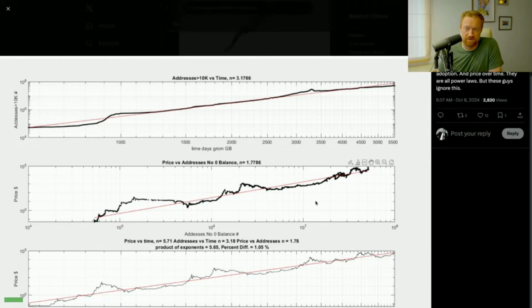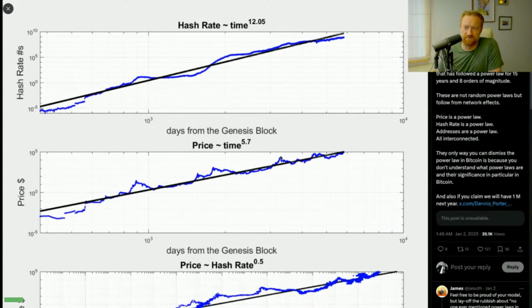Price goes up as addresses with zero balance goes up. You run a trend, N equals 1.776. This is back to time as well, price versus time. Here you see the power. We're at 6,000 days already, just past 6,000 days since the Genesis block. So congratulations. The power is 5.65 over time, but if you look, the power of price versus address is 1.78. So you can do this various ways.